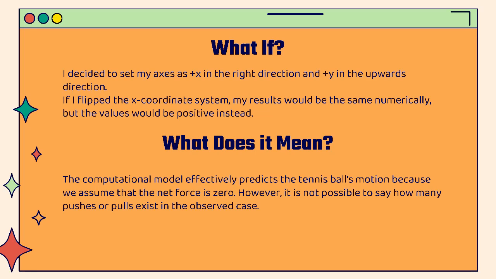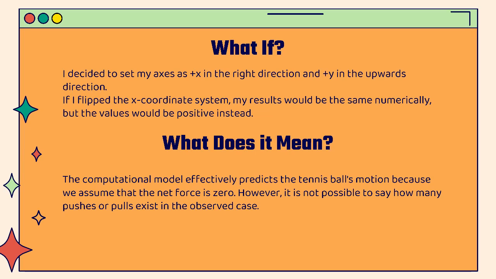So, what if I decided to set my axes as something different than plus x in the right direction and plus y in the upwards direction? If I flipped the x-coordinate system, my results would probably be the same numerically, but the values would be positive instead. The code would reflect these changes as a result by having a positive initial position and velocity. But since there's no angles or analysis of the y-component, changing my coordinate system by just flipping it doesn't complicate my results or analysis.